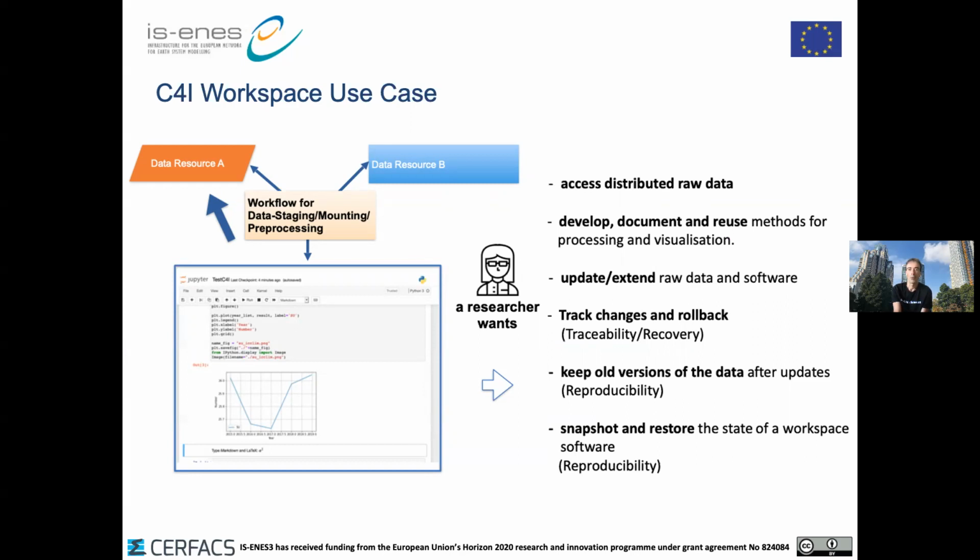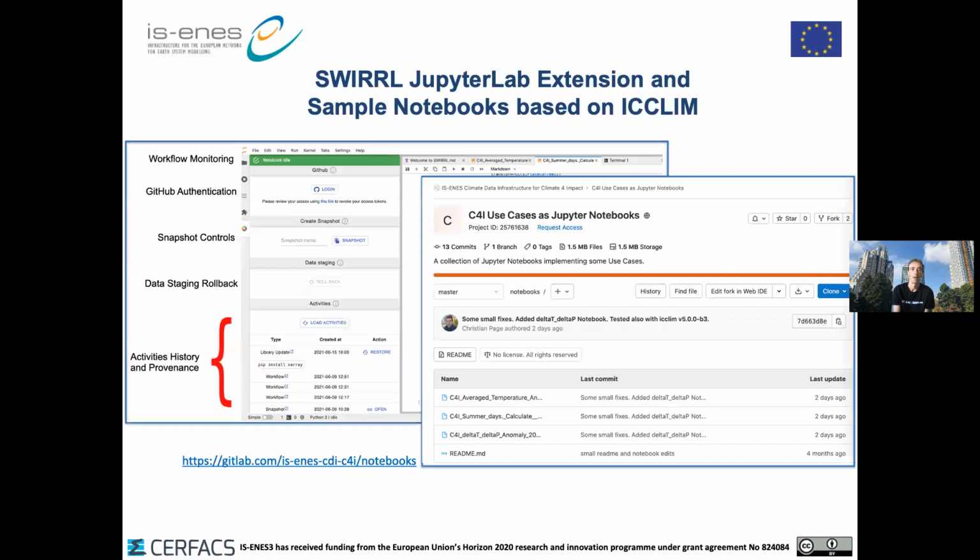Also keeping old versions of the data, because if you publish a paper, then you sometimes need to do some corrections or modifications. So you need to access your old data. And there's a snapshot and restore of the whole state of the workspace for reproducibility.